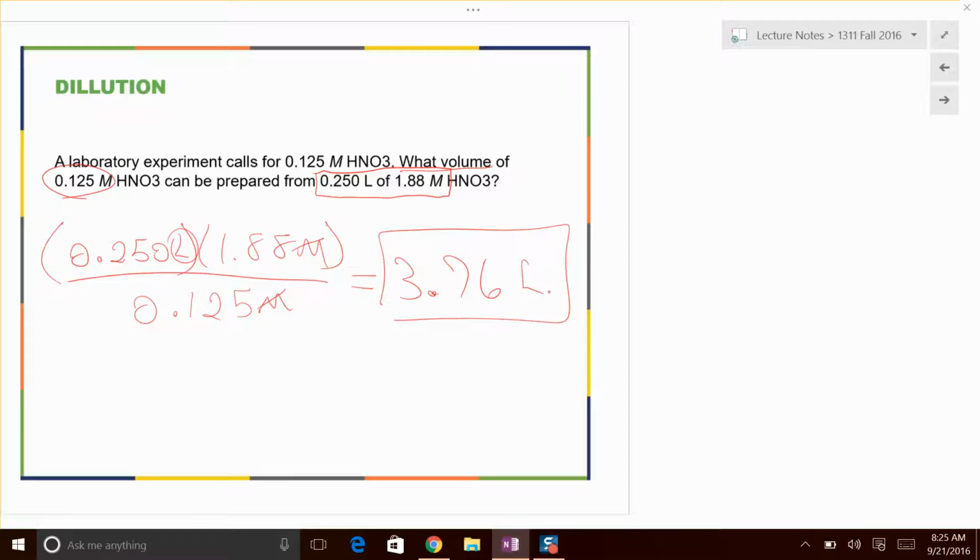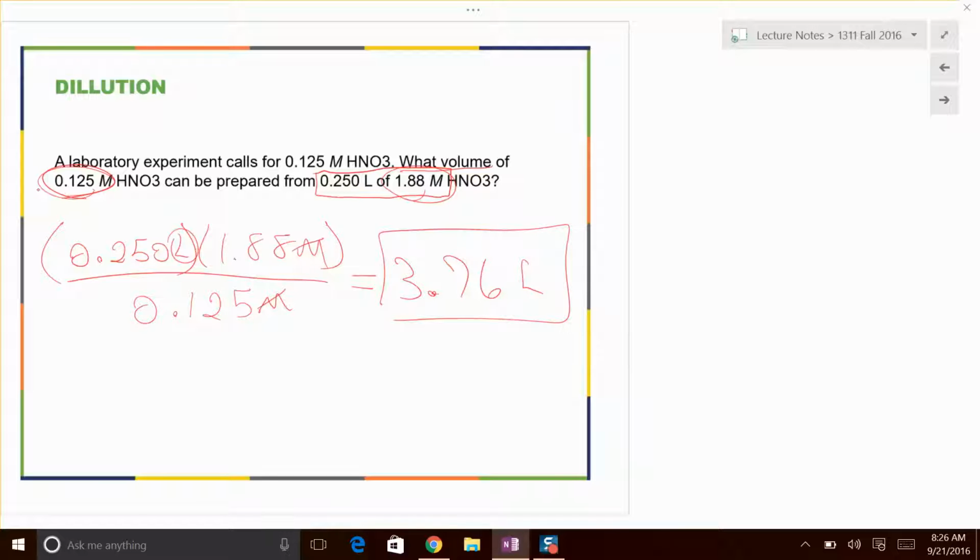What is the volume? Okay, now dilution can be a little tricky sometimes if it's a question more like, so if I had altered this question to say, how much water would I need to add to make a 0.125 molar HNO3 from 0.25 of 1.88 molar. Okay? So I'm starting out with a 1.88 molar, and I'm going to go to 0.125 dilution. How much water would I need to add to the 0.25 liters to make it a 0.125 molar solution? So the difference here is that the question isn't asking what's the final volume, it's asking how much water do I add to make it that.